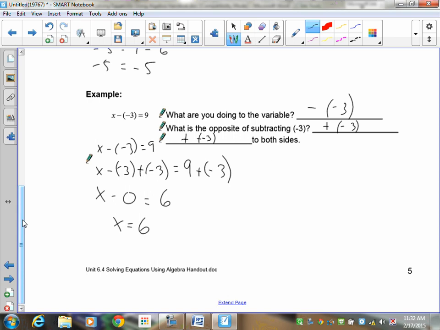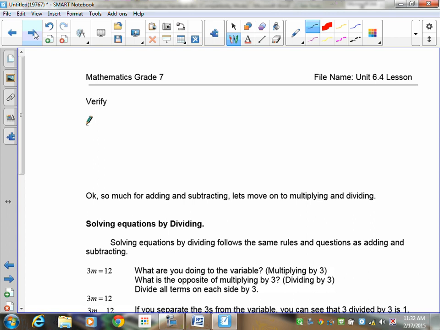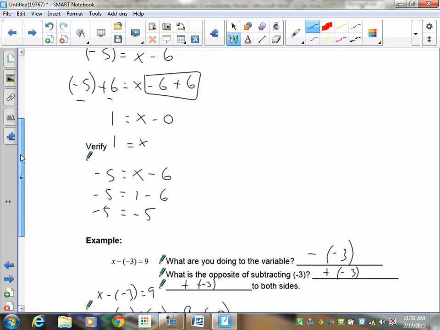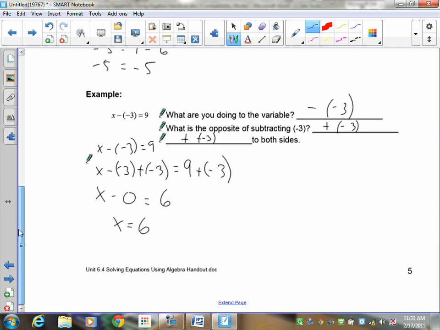So let's go to the verify. I hope I get it on the next page or not. Either way, we're going to verify this one. Yeah, here we go. So here's the question. x minus negative 3 is equal to 9. I said my answer was equal to, let's go back. I think I made a mistake here. Okay, so I have to add negative 3 to both sides, 6.